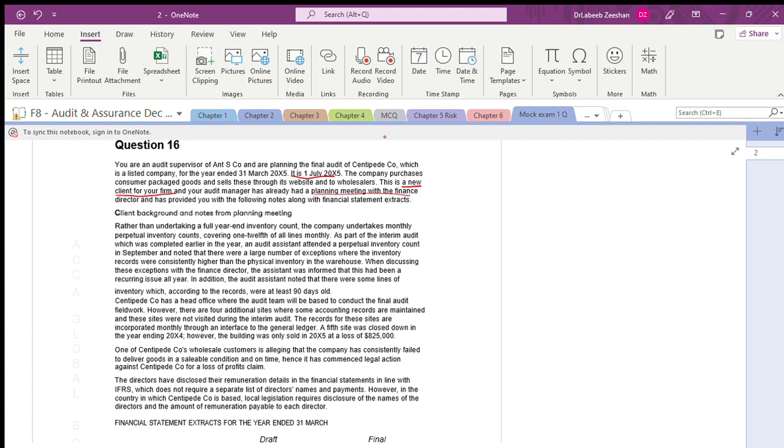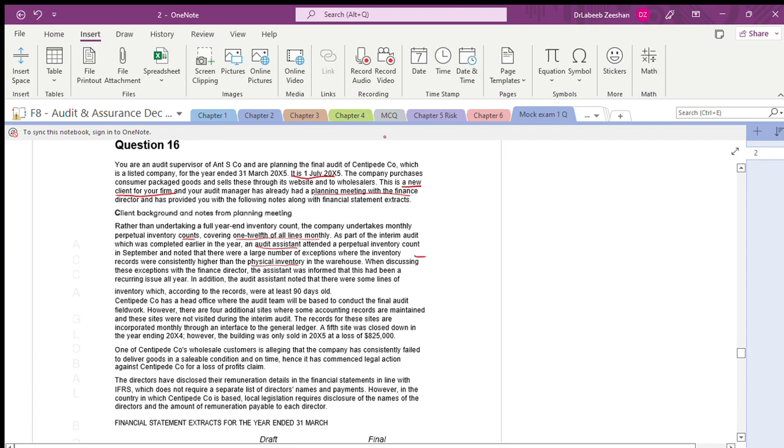Rather than undertaking a full year inventory count, the company undertakes monthly perpetual inventory covering 1/12 of all lines monthly. As part of the interim audit, which was completed earlier in the year, an audit assistant attended the perpetual inventory count in September and noted a large number of exceptions where inventory records are consistently higher than the physical inventory.